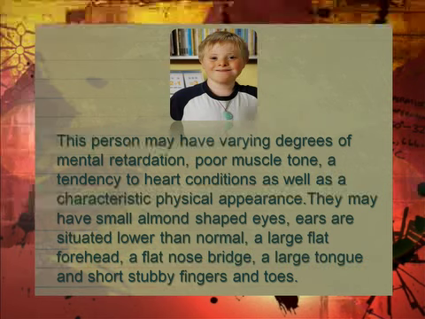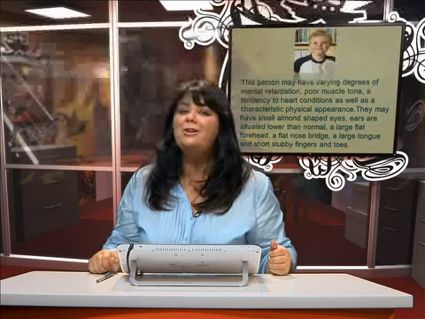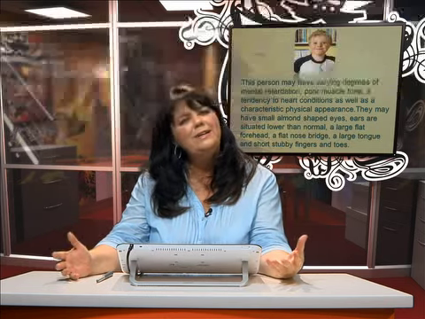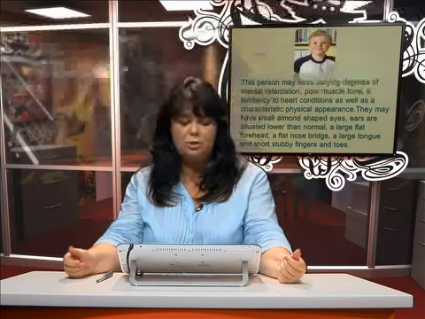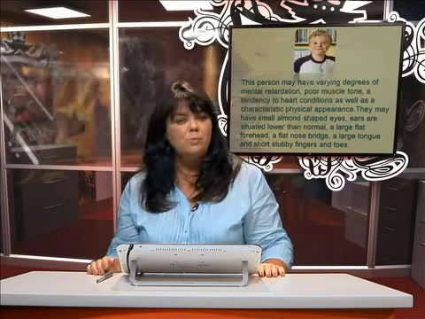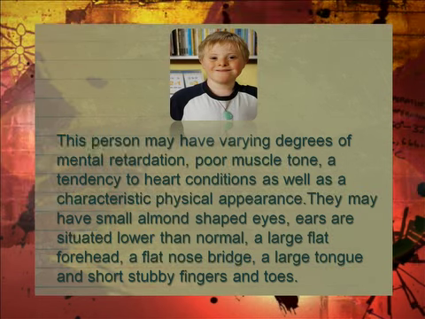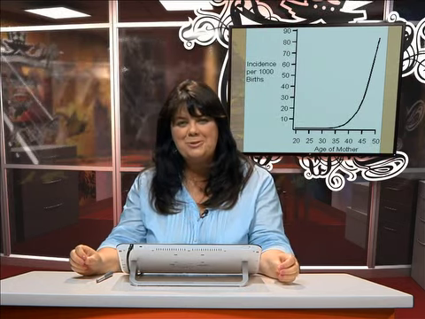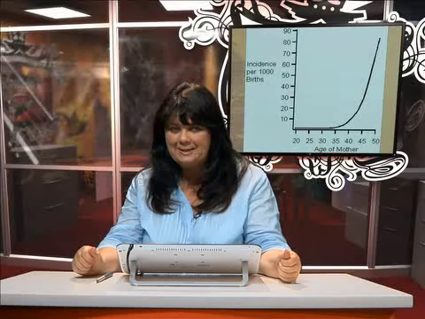This little boy looks a very happy chap, and lots of parents of Down syndrome children will tell you that their children are very loving and very happy, and they have a very positive and very sensitive approach and outlook to other people. They have smaller eyes. Their ears may be situated slightly lower than normal, a flatter forehead, large tongue, short stubby fingers and toes. But I think what is very important is what's inside the person rather than what they look like.